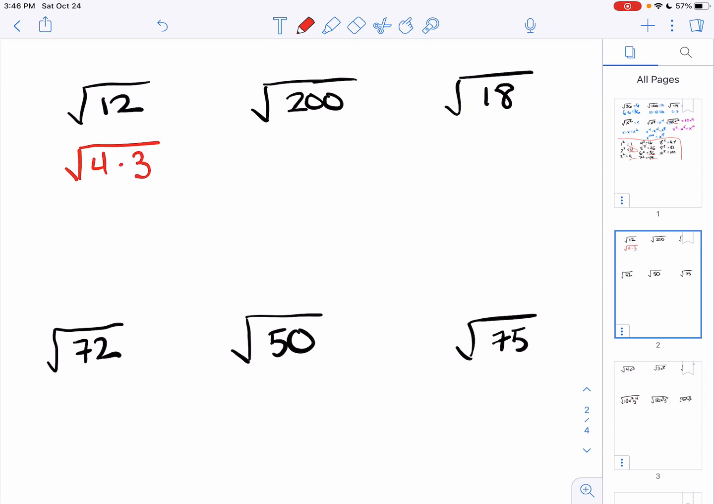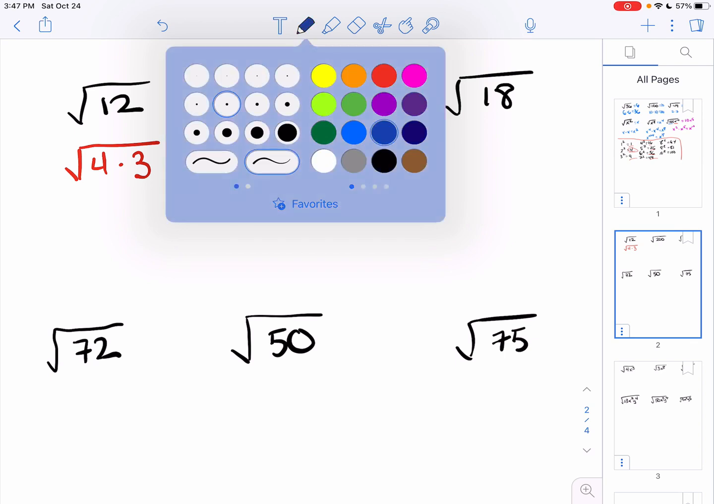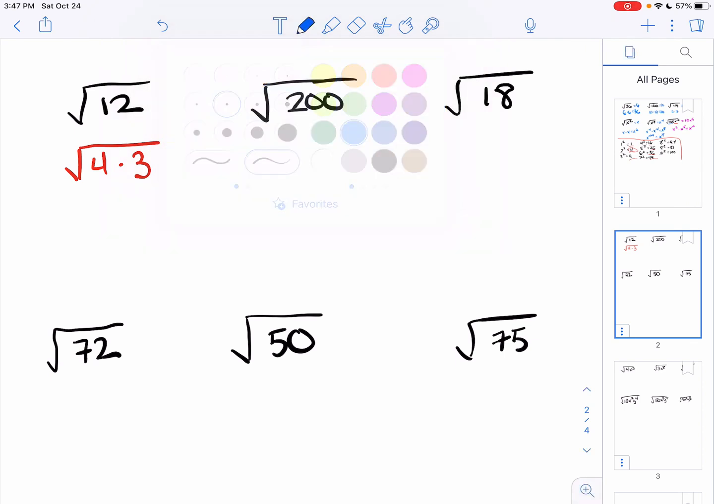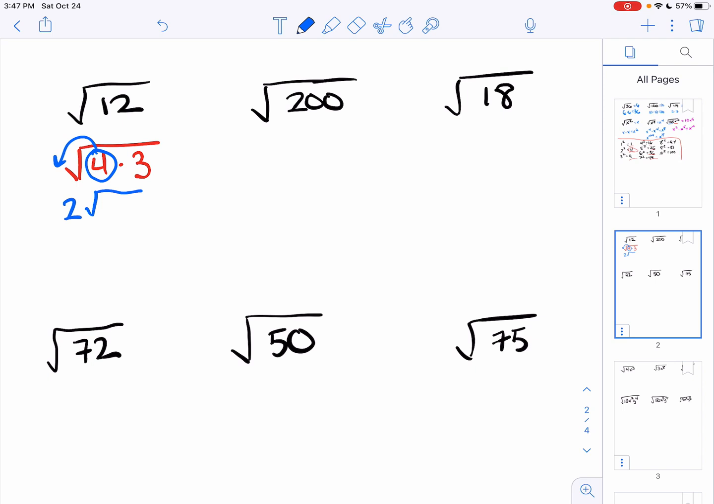So now we're in a decent situation here because one of these numbers is a perfect square, the one that we just chose, 4. So the way we simplify a radical is by taking the thing that we just put in here that is a perfect square and taking the square root of it. So what is the square root of 4? 2. We can't do anything with 3 because it's not a perfect square, so we leave it inside. So our simplified radical is 2 radical 3.